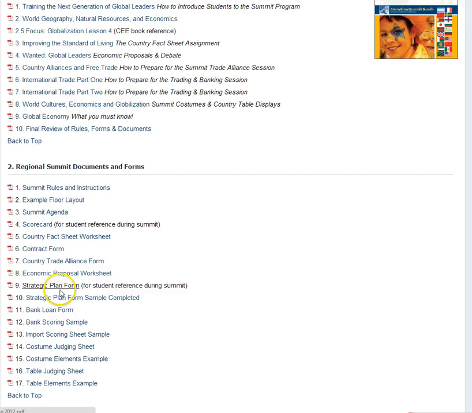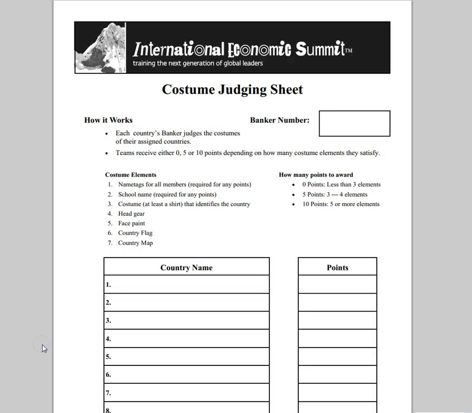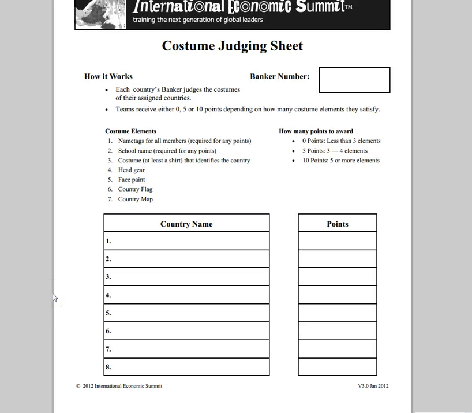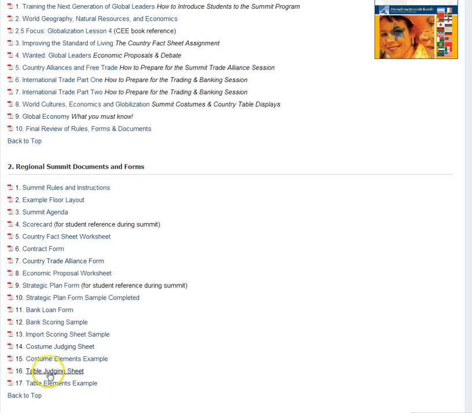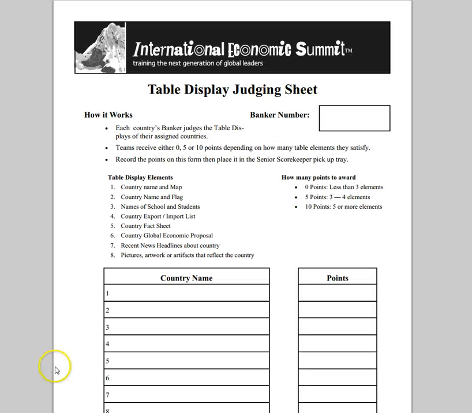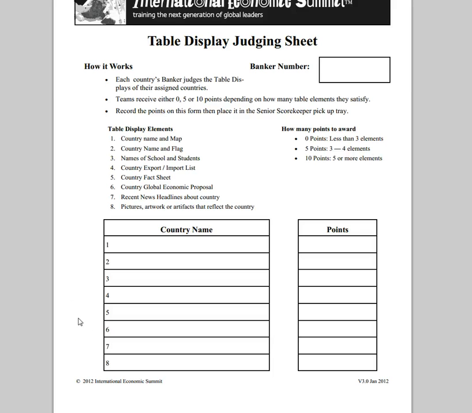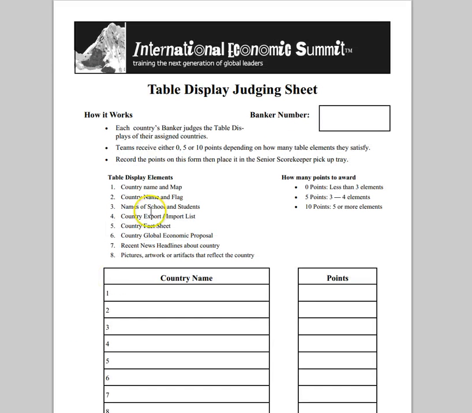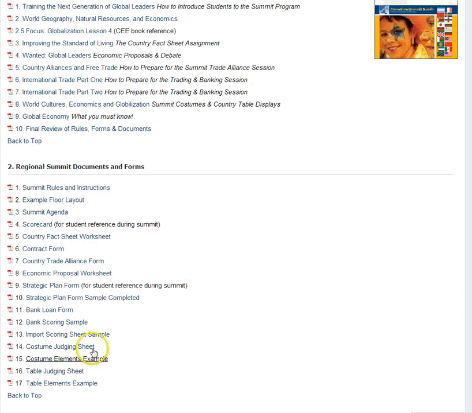And then we're going to look at the judging sheet. Here is what the judges use, and here's the rubric, all of the things that they are looking for and how they score it. So you and your students can look over that sheet carefully and make sure you've got all of the elements there. And table judging sheet has the same thing as well. So there are those two things.